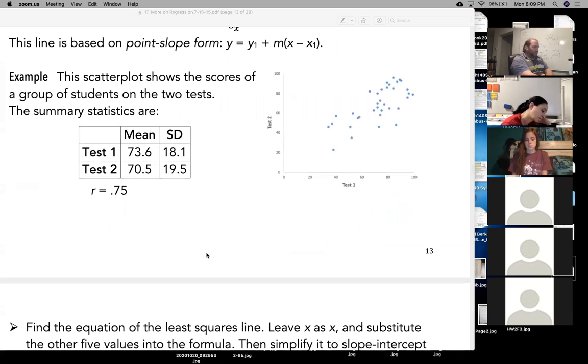Okay, so let's do an example. This scatter plot here shows the scores of a group of students on 2 tests. The test 1 mean was how much? According to this, 73.6. The Y mean, or the test 2 mean, was how much? 70.5. What was the standard deviation for test 1? 18.1. What's the standard deviation for test 2? 19.5. They give us all this information. And the R value is how much?